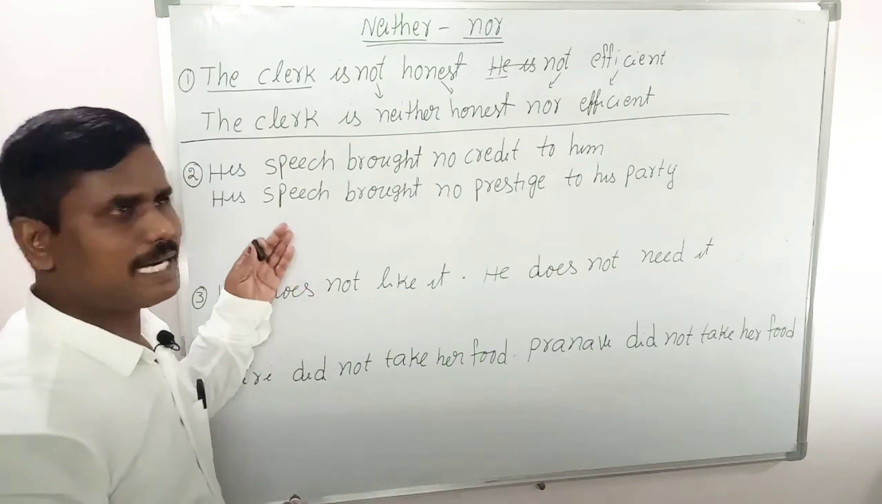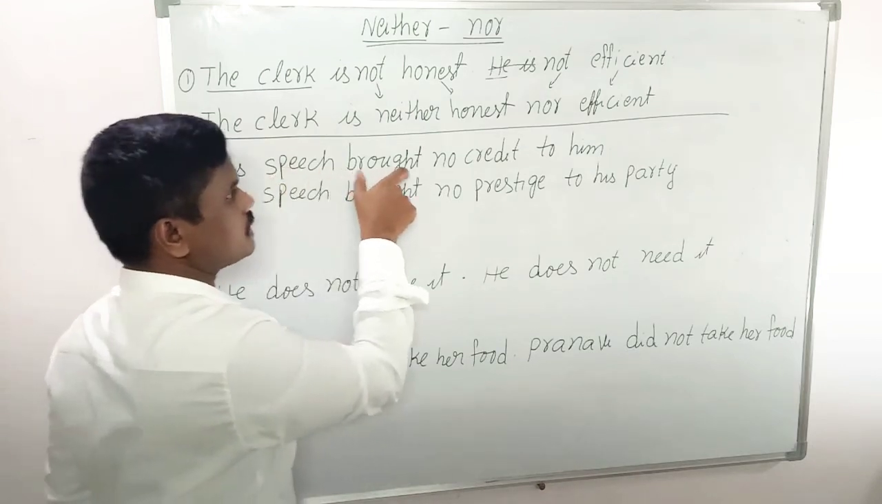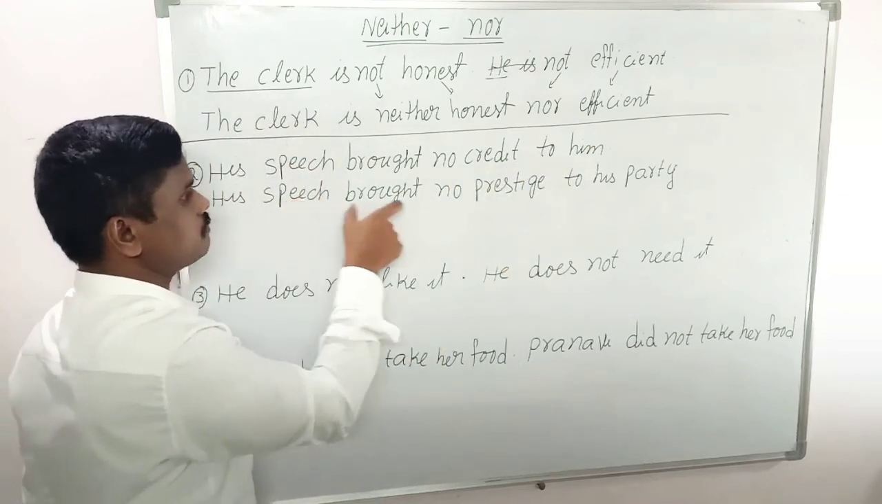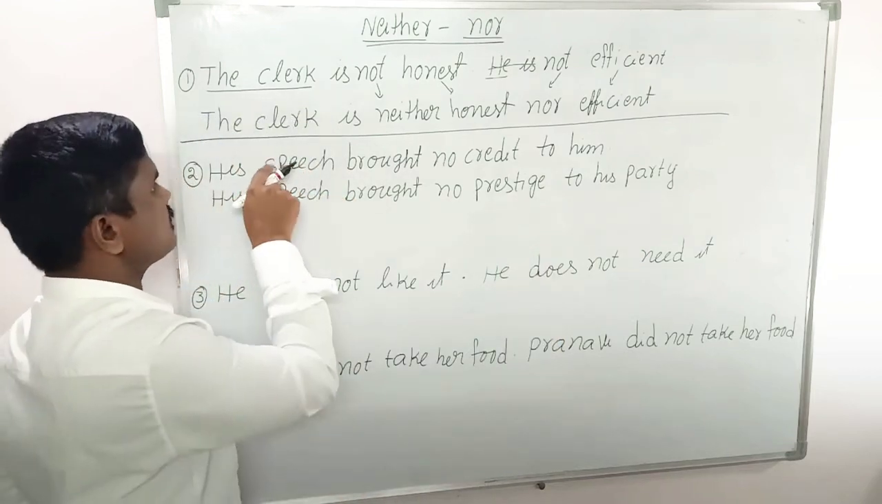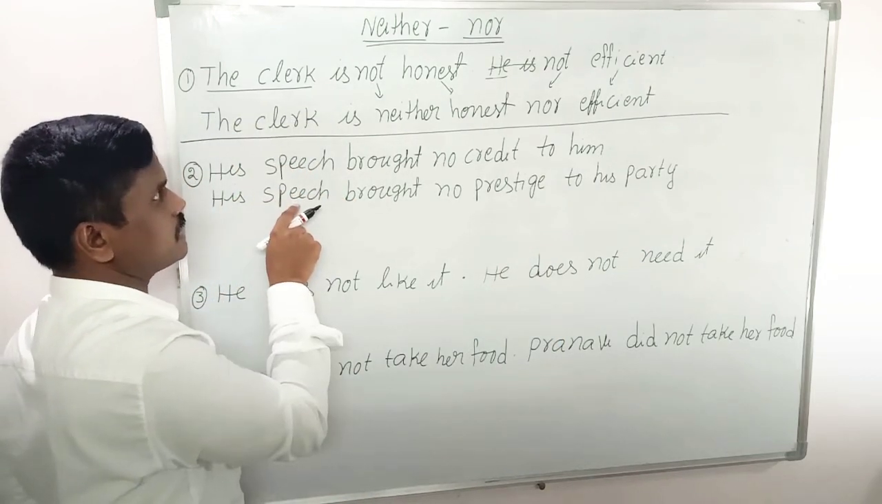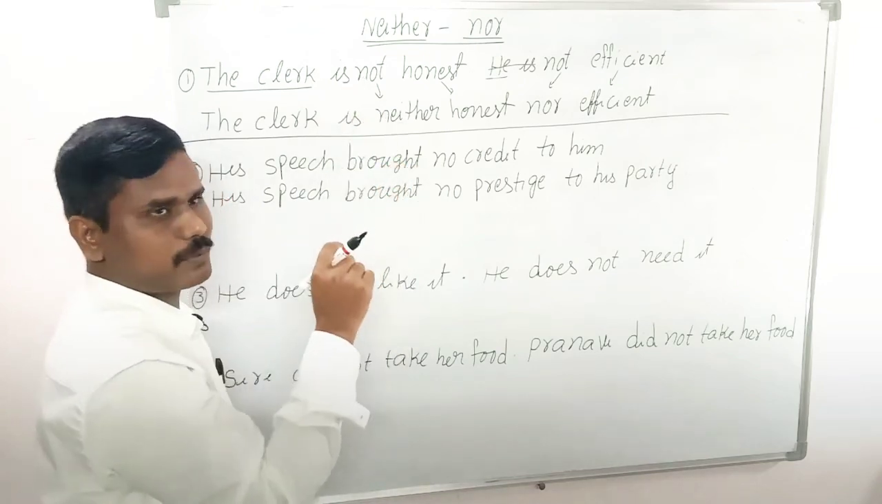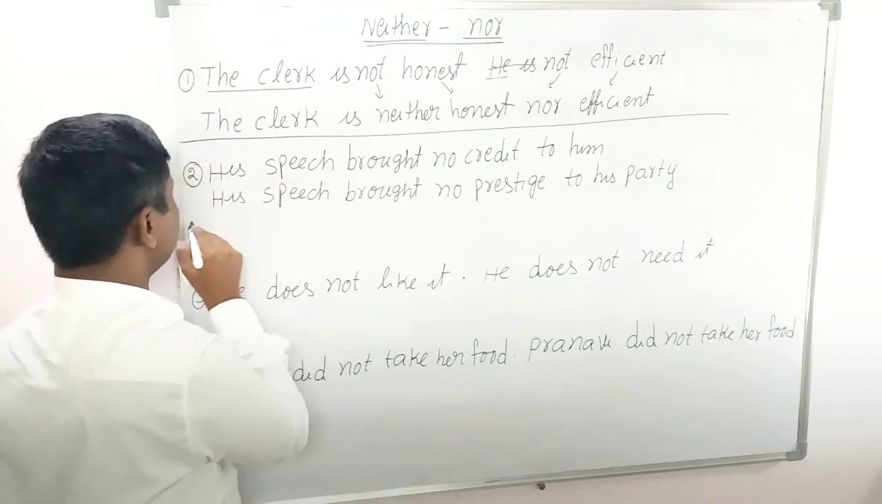Now let us see another sentence. His speech brought no credit to him. His speech brought no prestige to his party. So here also the subject is same. This is be form, this is main verb. That is why I have given more or less the same, that means the same thing.